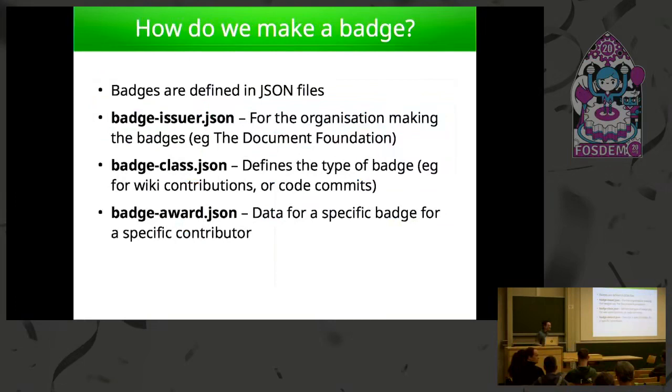So, slightly boring technical stuff, but the badges are defined by JSON files as well, so it just involves poking around in those. There are 3 files: the issuer, which in this case is us, LibreOffice, the Document Foundation; the badge class that defines the type of award we want to give, so maybe for 100 wiki edits or for 10 code commits, 1,000 questions answered on Ask LibreOffice, our user assistant website, for instance; and then this JSON file that's very specific for the person who gets the badge.